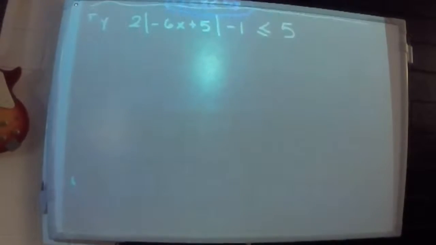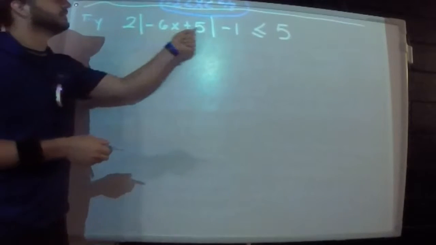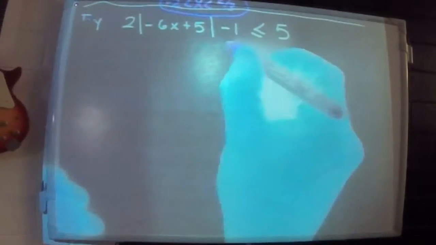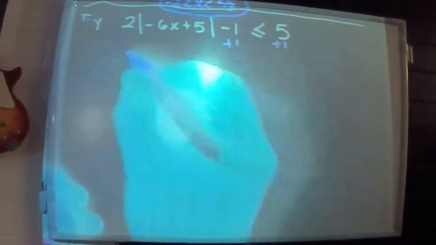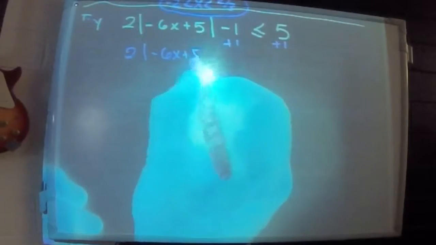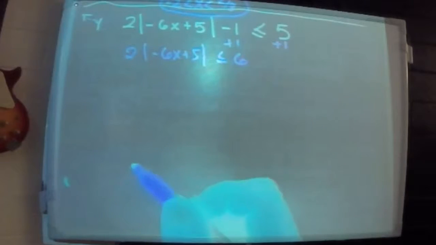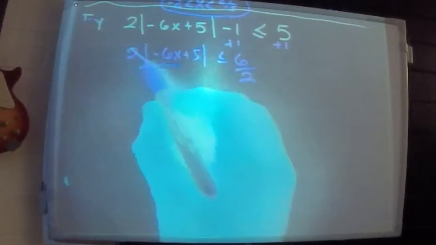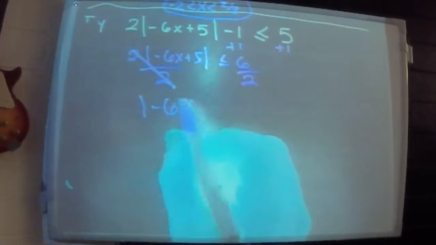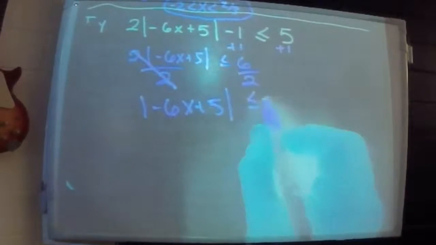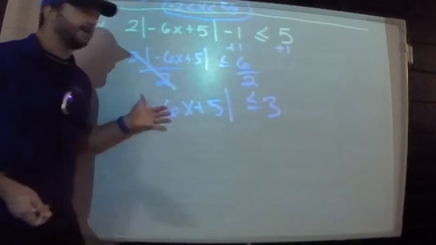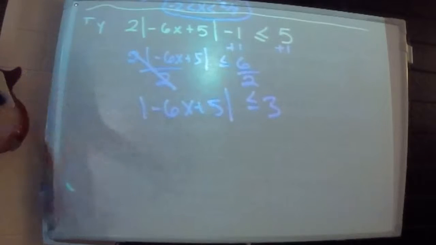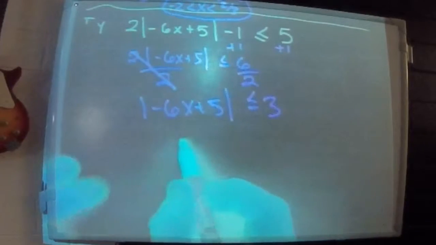Here's the next one. Isolate the box. This time you need to add 1 first, then divide by 2. Add 1. Divide the coefficient off the box. And the absolute value of -6x plus 5 is less than or equal to 3. Absolute value less than means we're going to have a three-headed monster. Also keep in mind that there is a negative coefficient on your x. That will become a problem here in a minute.